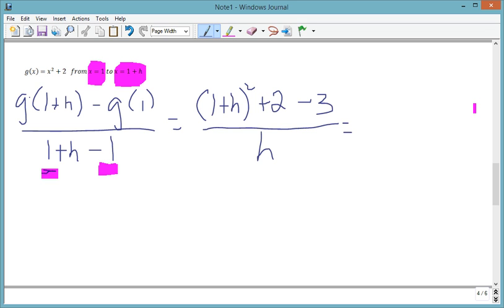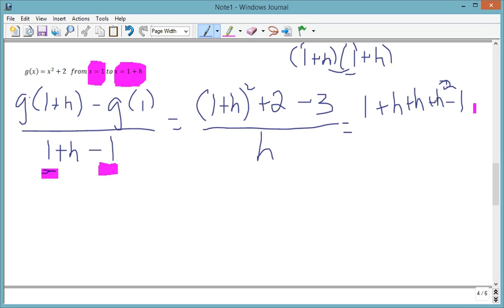Okay, so now I want to simplify this. So remember, this whole thing is squared. So we're squaring a binomial. In other words, we're doing this, if you want to call it FOIL. 1 times 1 is 1. 1 times h is h. H times 1 is h. H times h is h squared. And if I add this 2 and this negative 3 together, that's a negative 1.